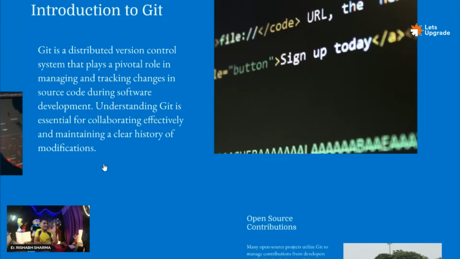Then what is GitLab? There are three words: Git, GitHub, and GitLab. What is Git, what is GitHub, and what is GitLab? Yes, you said it correctly. The concept in my mind was of GitLab. Everyone was correct about Git.